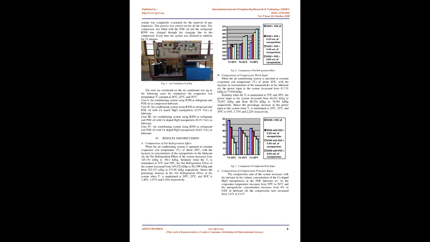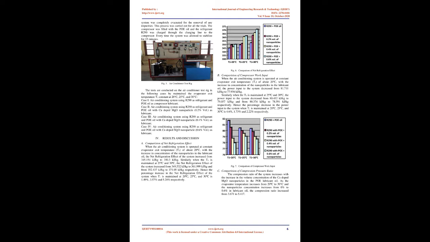Case 1, air conditioning system using R290 as refrigerant and PO oil as compressor lubricant. Case 2, air conditioning system using R290 as refrigerant and PO oil with Cu-doped MgO nanoparticle, 0.2% volume, as lubricant. Case 3, the same with 0.4% volume. Case 4, the same with 0.6% volume.